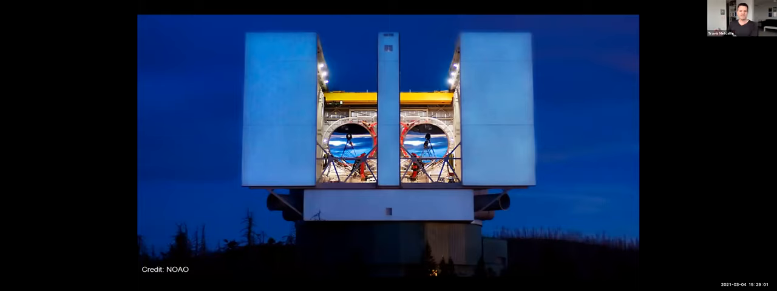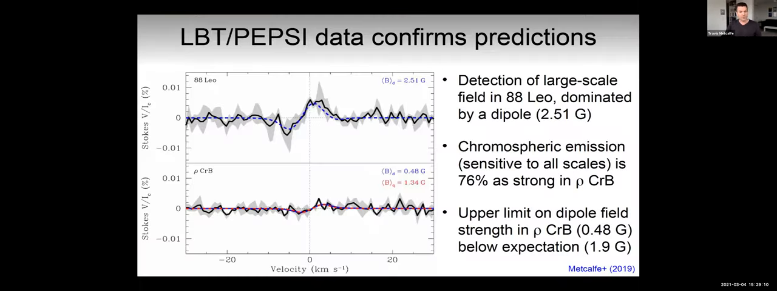And then you can use calcium H and K emission or some other magnetic proxy that's insensitive to polarity to define the relative activity levels overall. And so when we looked at this hot pair of stars, where the active star 88 Leo shows normal cycles on both branches of the activity rotation relation, we actually detect a clear signature of a large scale magnetic field dominated by a dipole with a strength of about 2.5 Gauss.